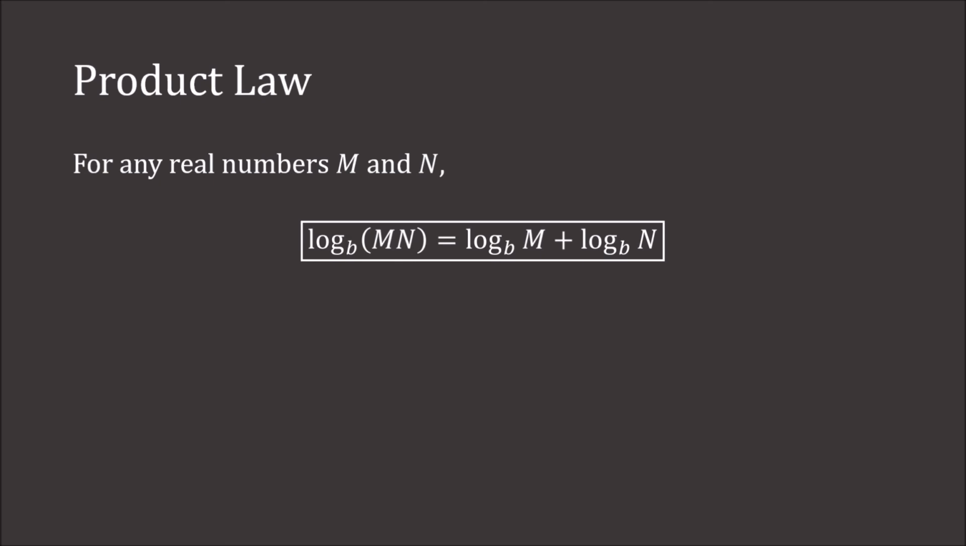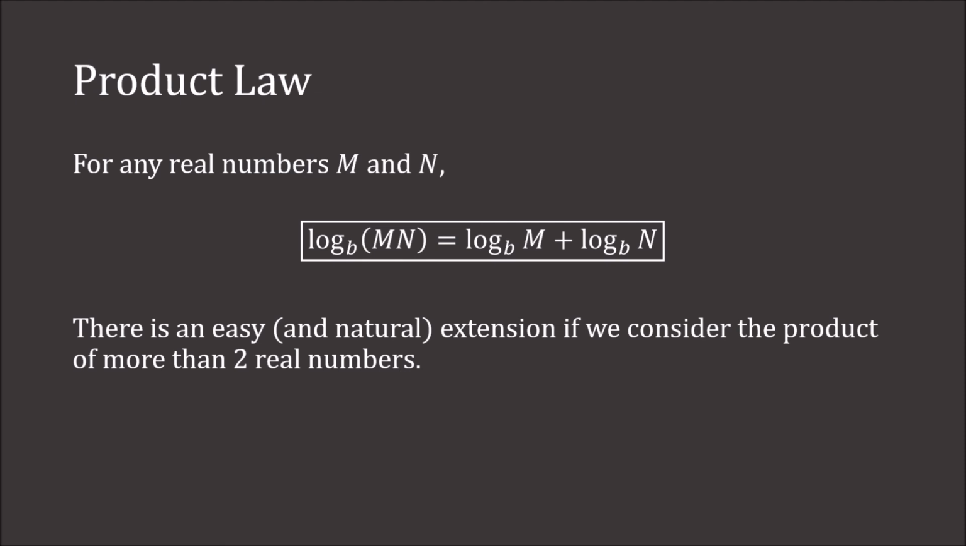And it states that for any real numbers M and N, log base b of M times N is log base b of M plus log base b of N. So if you take the log of a product of numbers, it is just the sum of the individual logs. And it is an easy and natural extension to consider the product of more than two real numbers.